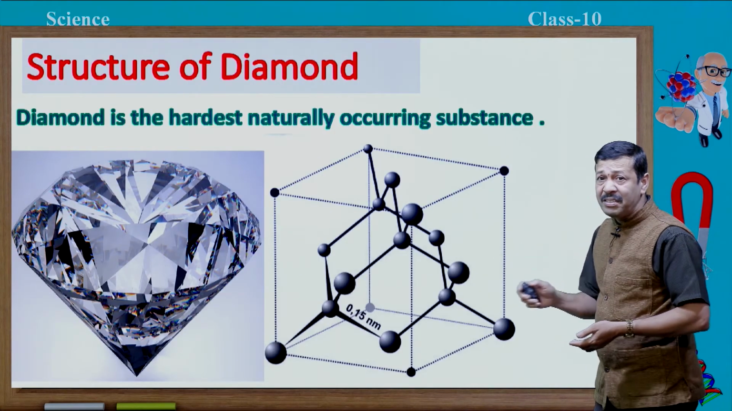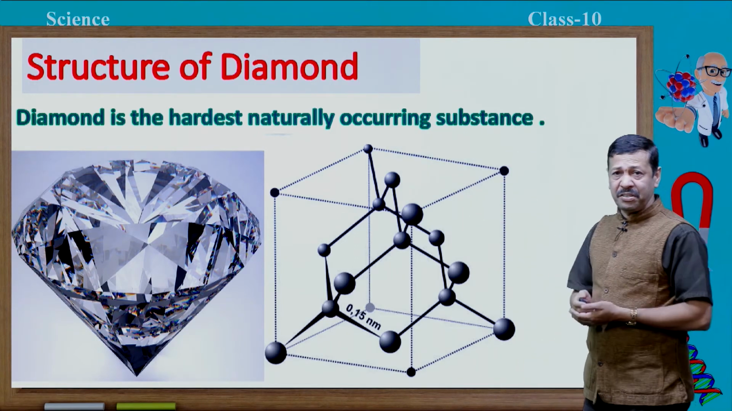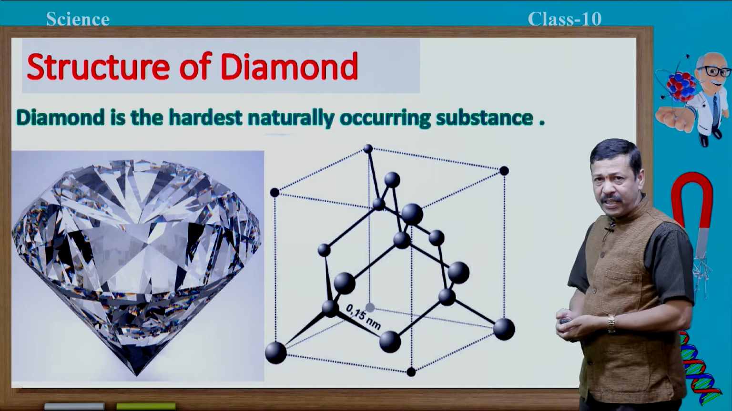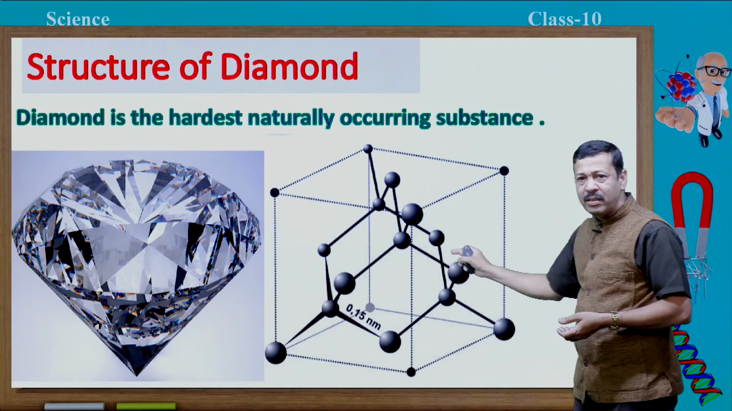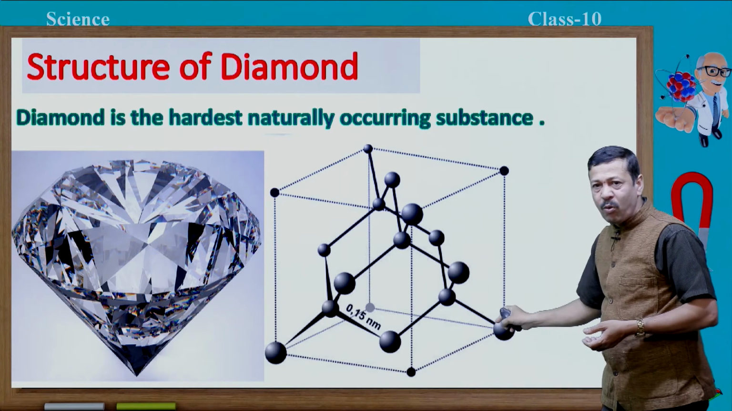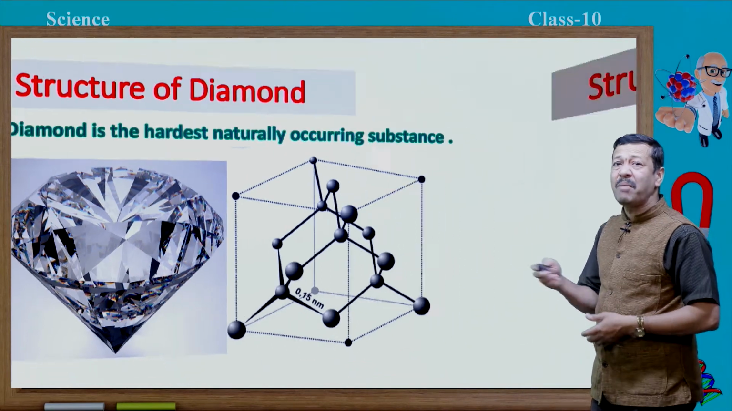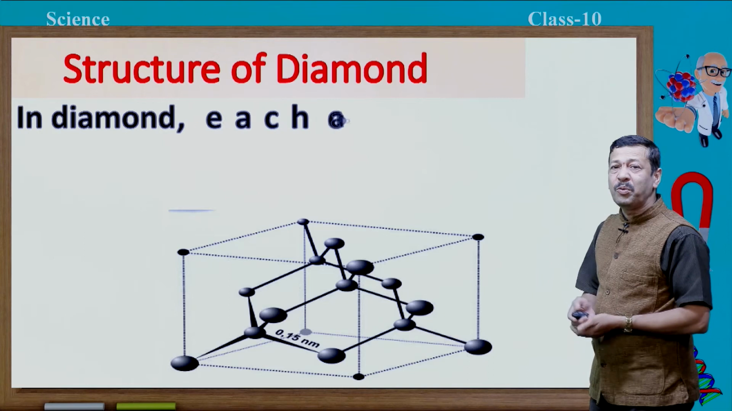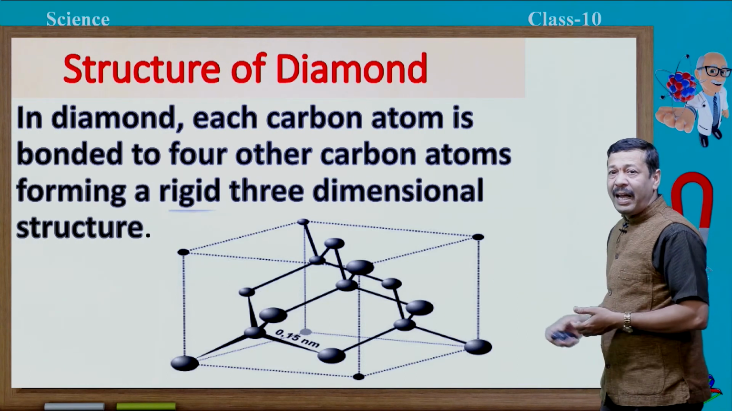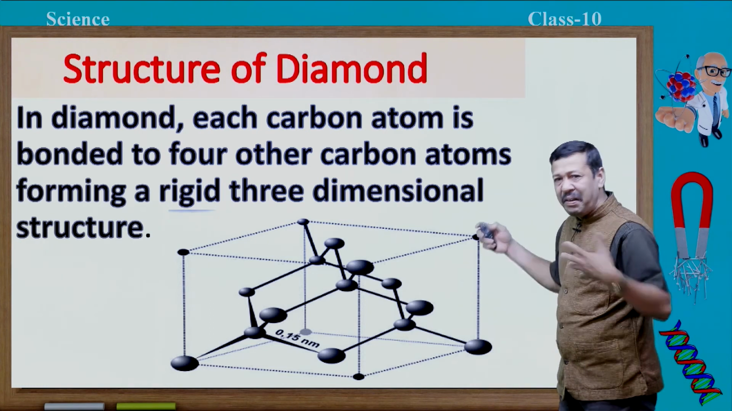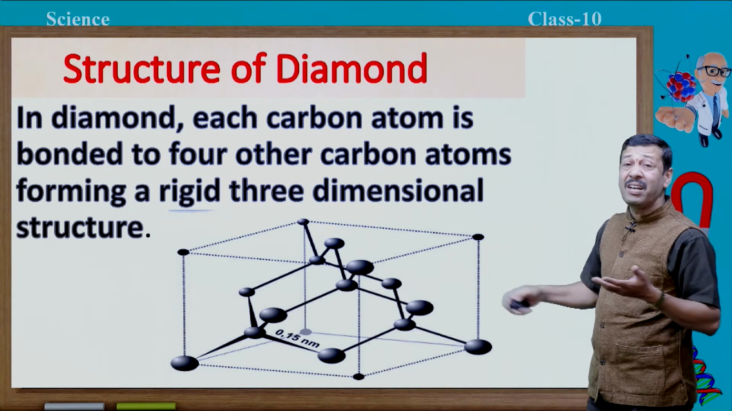Remember children, diamond is the hardest material occurring in nature. Observe the structure carefully. Here one carbon is connected to how many? 1, then 2, 3, 4, right? That means each carbon is connected to 4 different carbon atoms. This forms a 3D, very rigid, very hard structure. Hence, diamond is the hardest material.